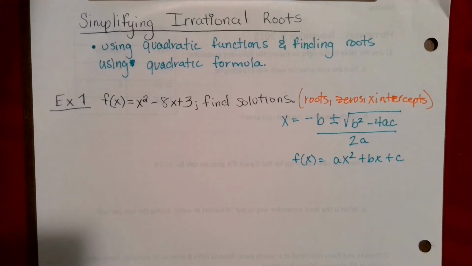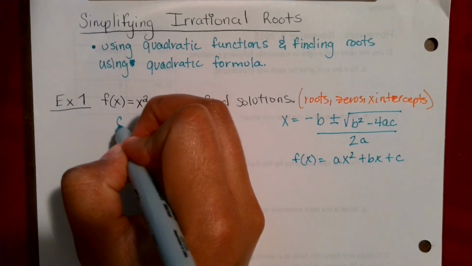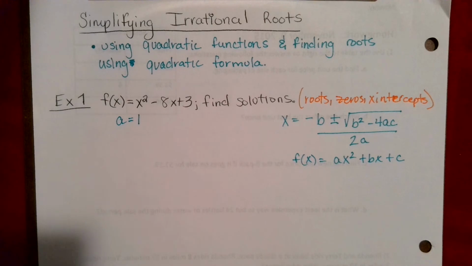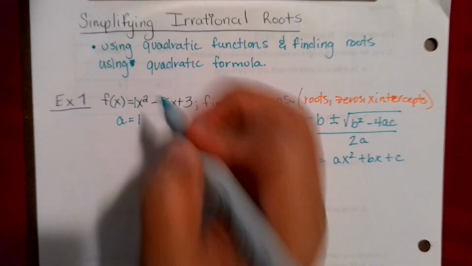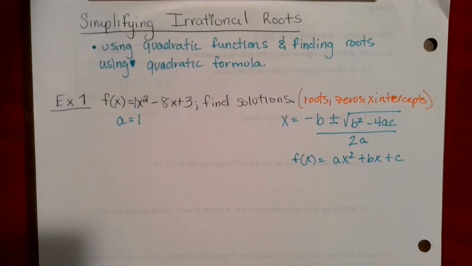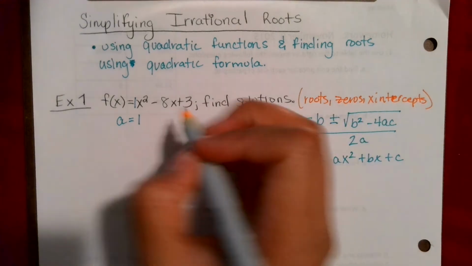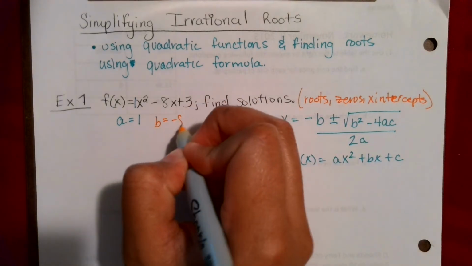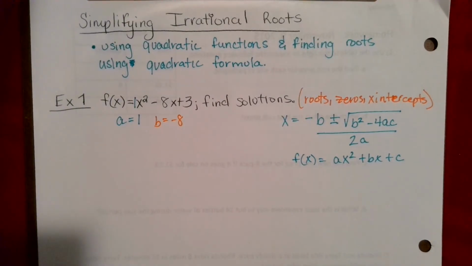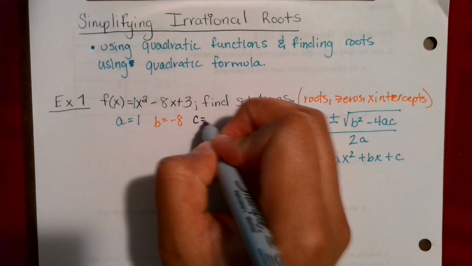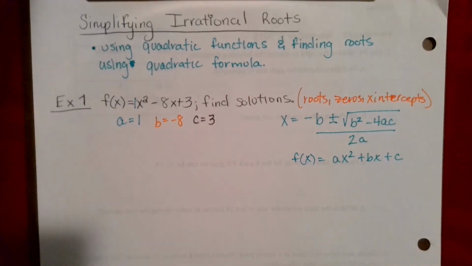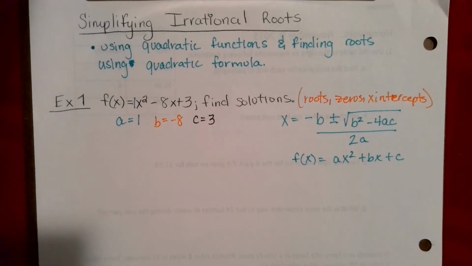So let's identify here what my a is. My a is 1 because that's the number in front of the x squared. My b is negative 8. And my c is positive 3. Alright, so now that we've identified all our variables, let's go ahead and plug it into the formula.